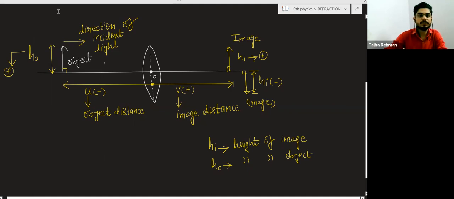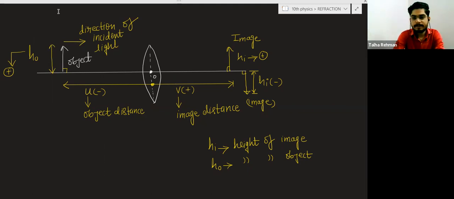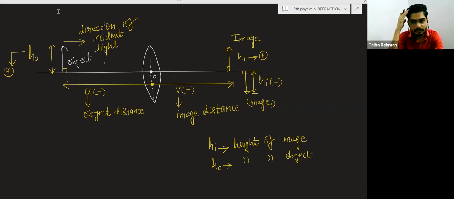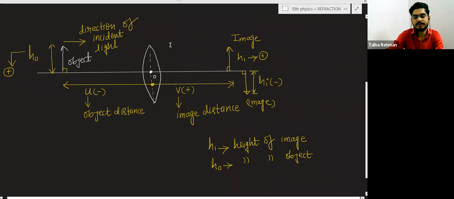This is your object. And this is your convex lens. When completed, please tell me.